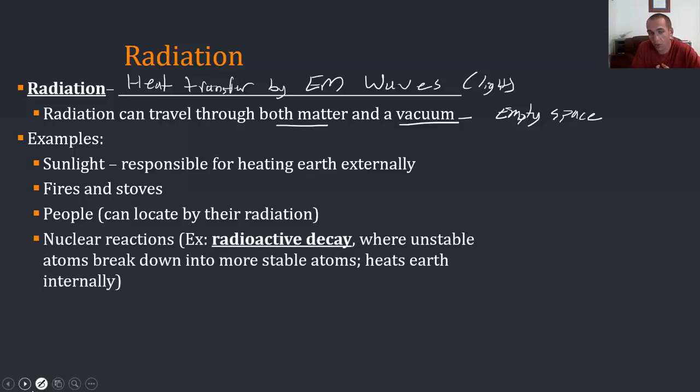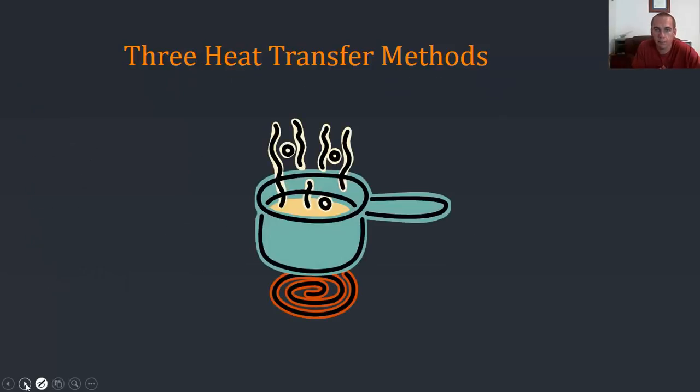And then there's, of course, the nuclear reactions, which also radiate heat, and that's actually what keeps the core of the Earth so hot. There's radioactive materials in there that break down and radiate heat.